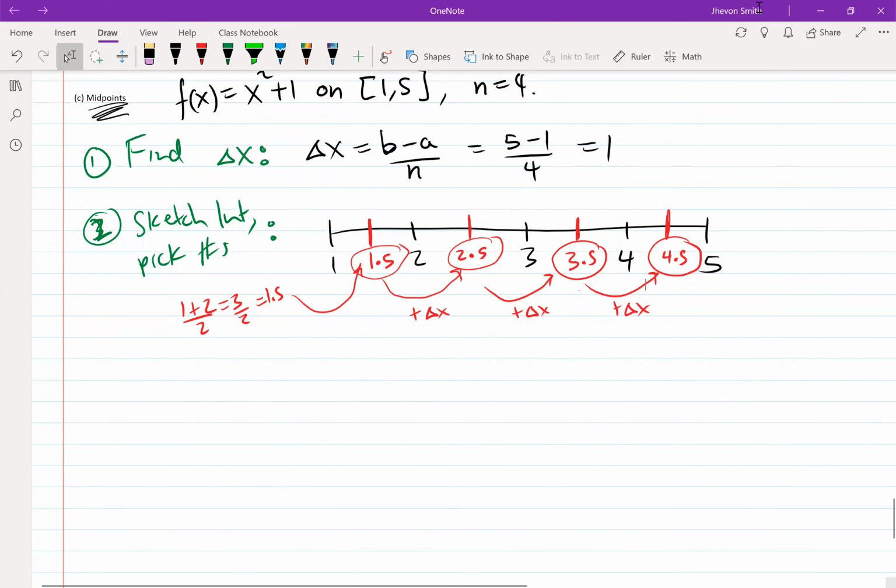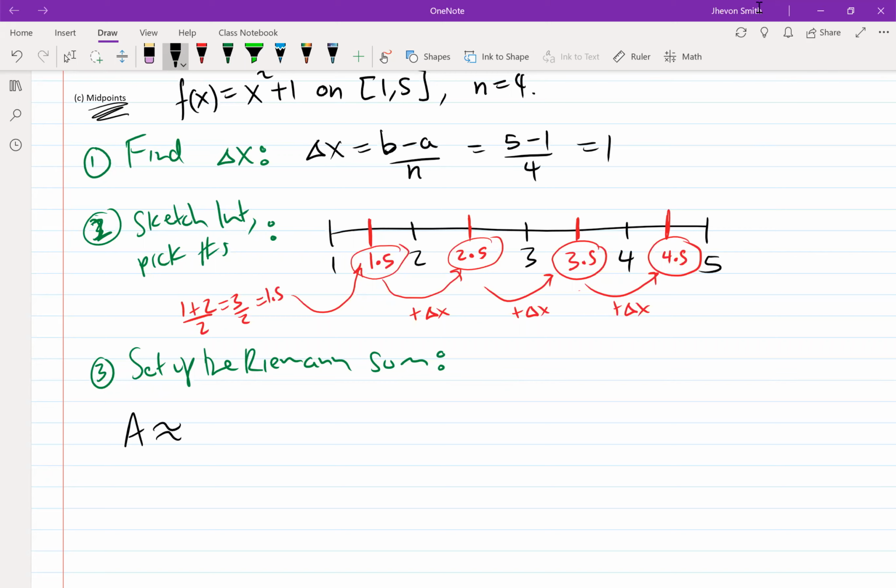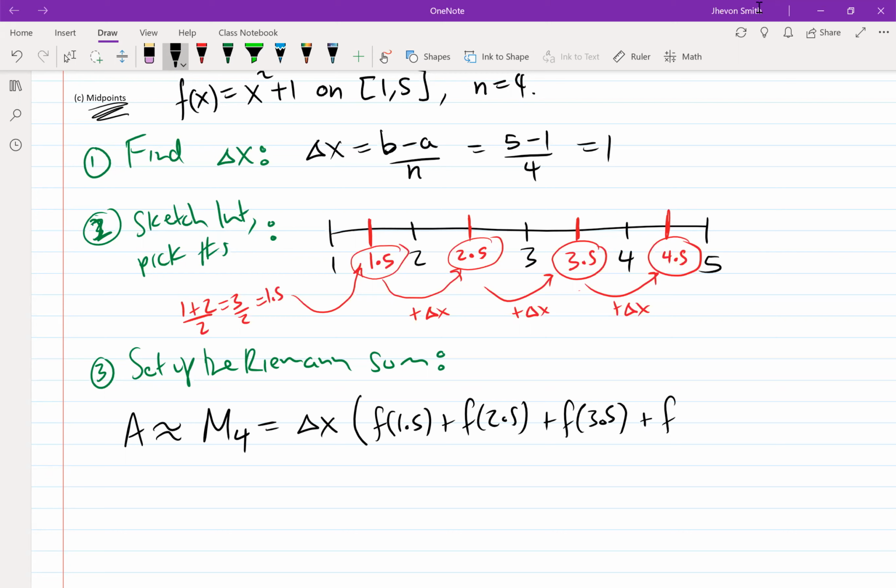Which brings us to the next step. Step 3, set up the Riemann sums. So the area is approximately equal to the midpoint approximation with 4 rectangles. This is going to be delta x times f of 1.5 plus f of 2.5 plus f of 3.5 plus f of 4.5. Now, personally, I would prefer fractions, but I don't know. Kids don't like fractions these days.